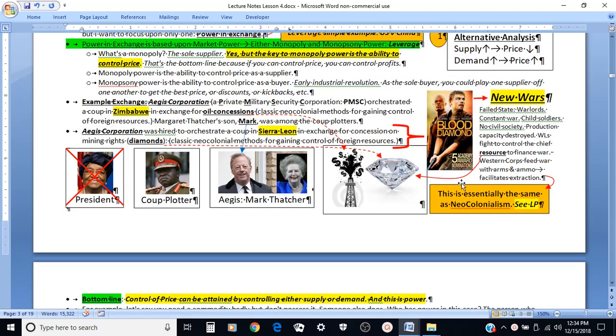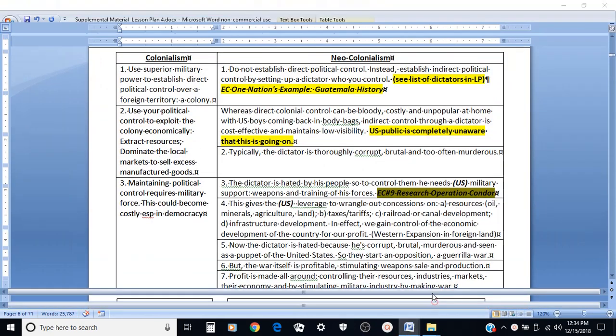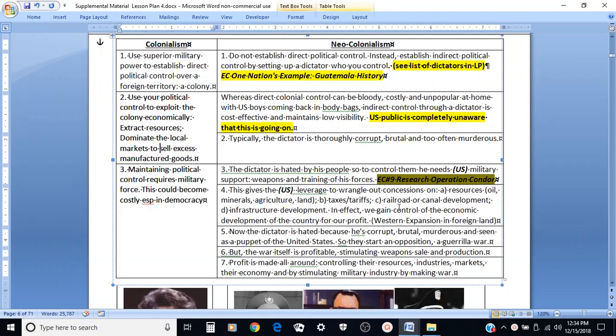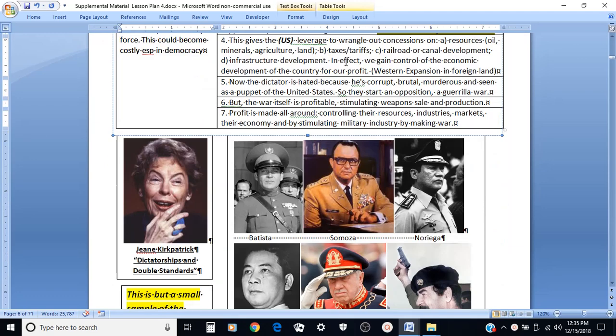Okay, so this is essentially the same as neocolonialism, and I'll just briefly show you this. This is what I covered in the last lesson. Here's old-fashioned colonialism. Here's the difference with neocolonialism. I'm not going to go into it.